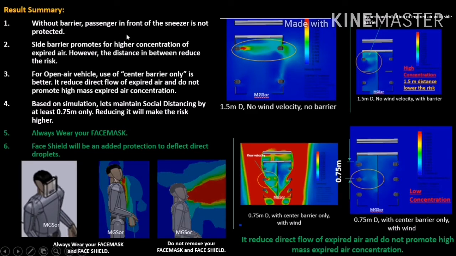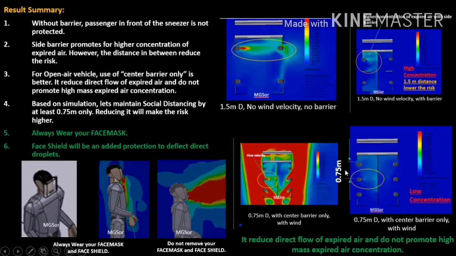Without barrier, the passenger in front of the sneezer is not protected. Side barrier promotes higher concentration of expired air. However, the distance in between reduces the risk. So there's 1.5 meters, but still there's a higher concentration of expired air with the side barrier. So for an open-air vehicle, use of center barrier only is better. It reduces direct flow of expired air and does not promote high mass concentration of expired air.